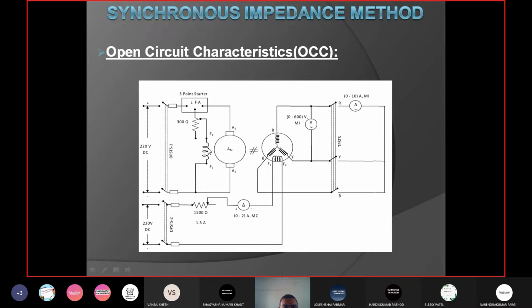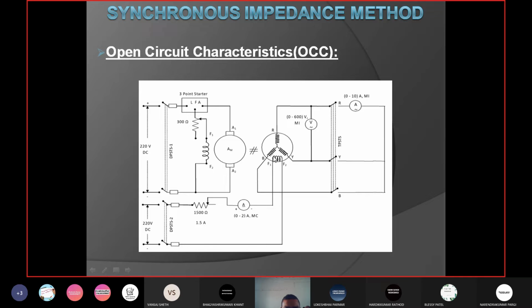So with the help of the field control method, we can control the speed of the DC shunt motor. The DC shunt motor and this alternator are mechanically coupled; the shaft of the DC shunt motor and the shaft of the alternator are coupled. So if the DC shunt motor operates at 1400 RPM, then this alternator also operates at 1400 RPM. This voltmeter measures the terminal voltage, and this ammeter measures the load current.